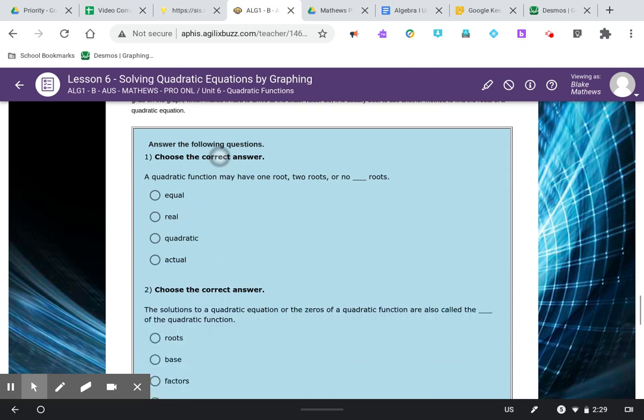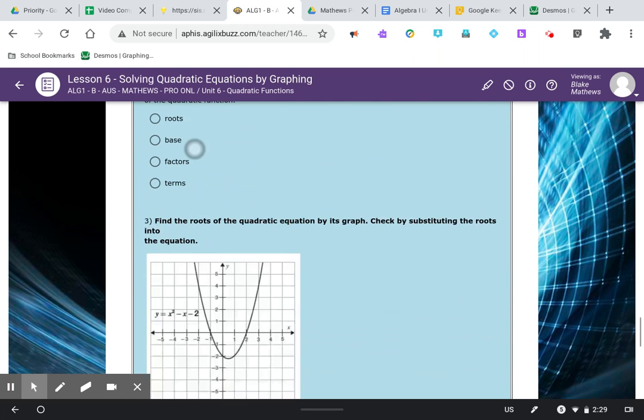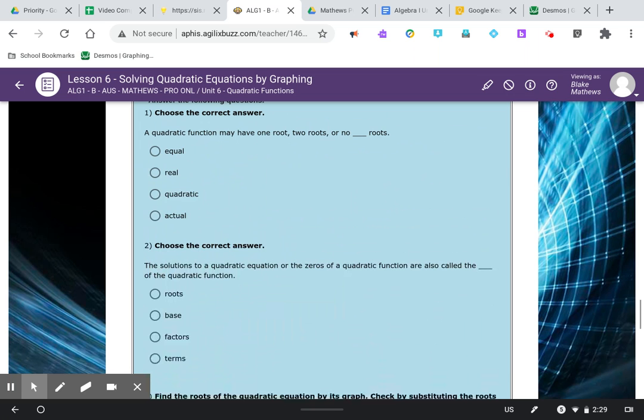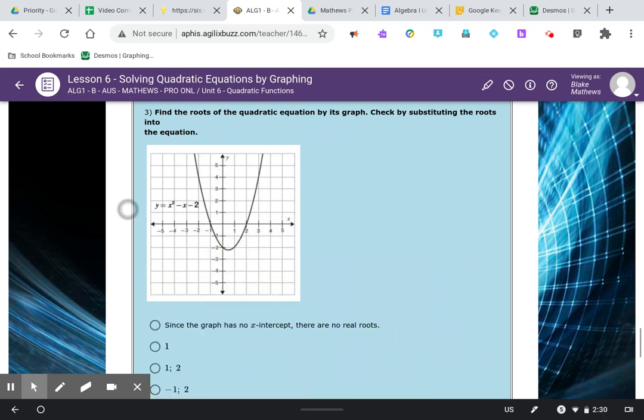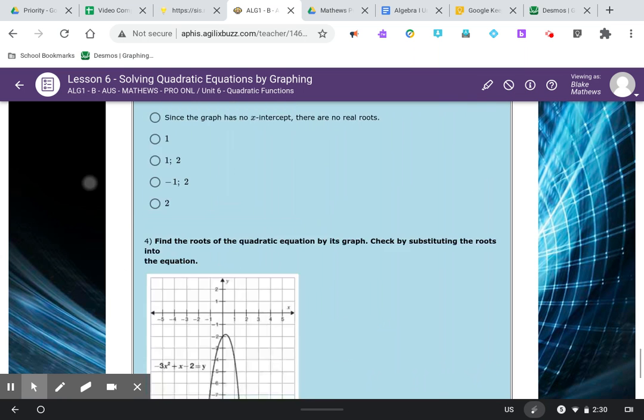So, number 1, number 2, those are going to be vocabulary words. I've talked about this information both in my lecture, and you can look at it in the above reading. Then we see here, find the roots by looking at the graph. They've already graphed it for us. So then all we have to do is find those roots, find those x-intercepts. Where does this graph cross this line? I see it crosses at -1, and I see it crosses at +2. So that should be pretty straightforward.